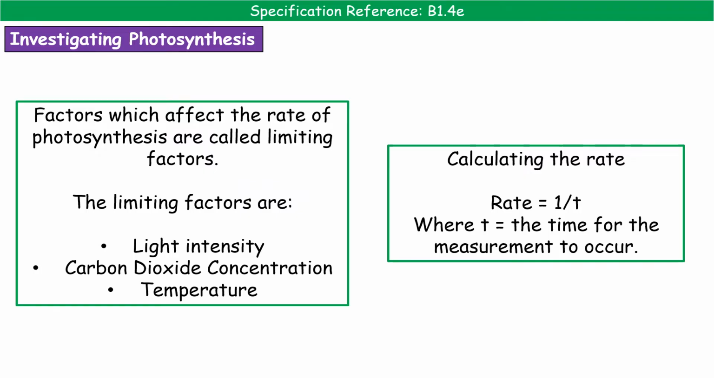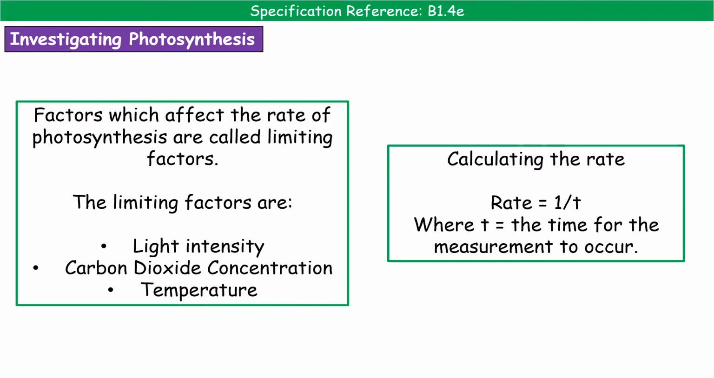What we're going to be doing today is carrying on with photosynthesis, but we're going to be looking at what we refer to as limiting factors. When we think about photosynthesis, there are certain factors that will affect the rate of it, and this is what we refer to as the limiting factors. There are 3 we need to know about: light intensity, carbon dioxide concentration, and temperature.